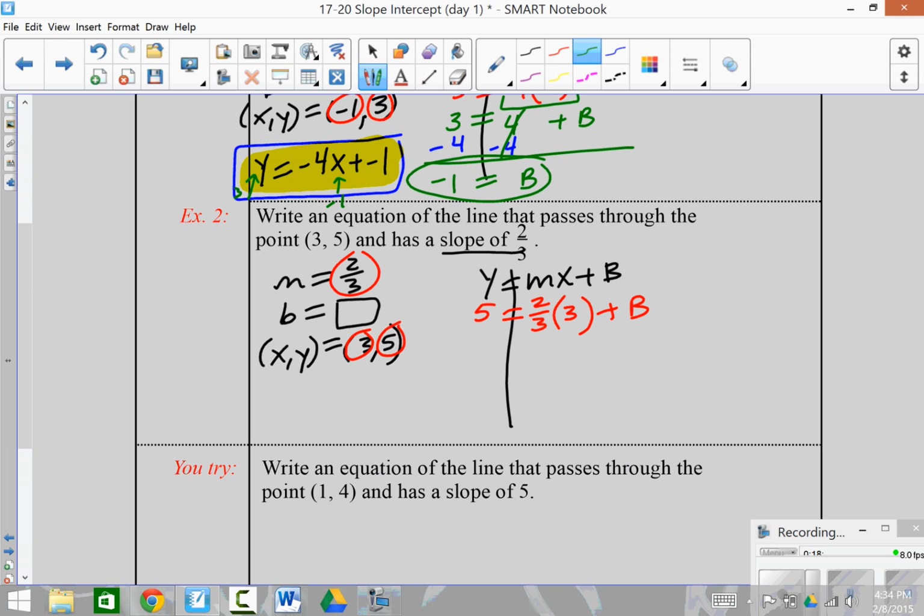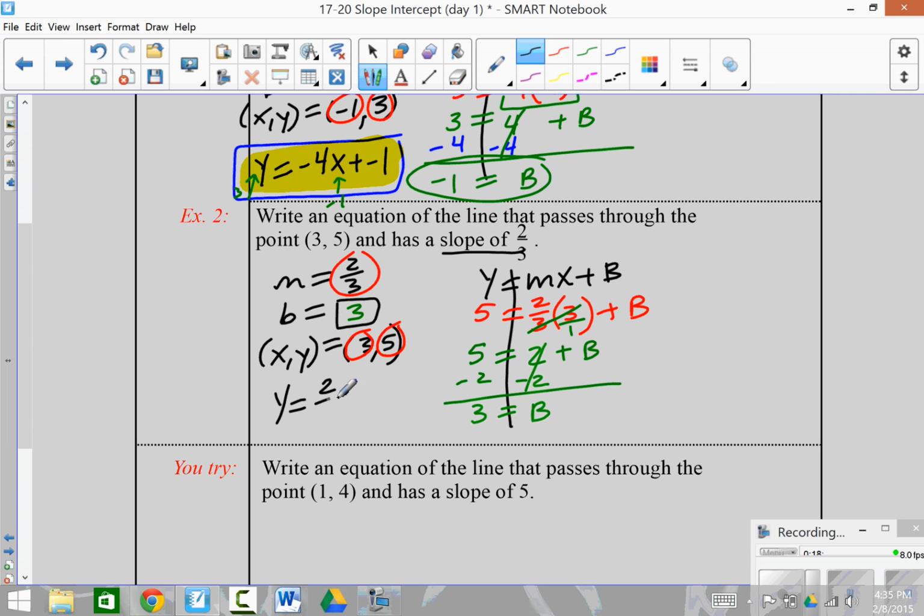Let's do the math. 2/3 times 3, so I'm going to make this a fraction, so it looks like the 3's cancel out, so 2/1 is 2. And if you need a calculator, use a calculator to do fractions, okay? I had 2 plus b, undo this +2, I'm going to minus 2, we're going to get b equals 5 minus 2 is 3. So let's put this together in the equation.